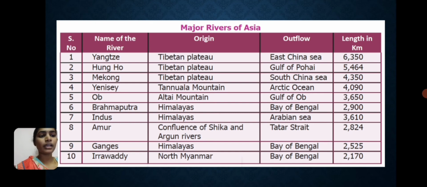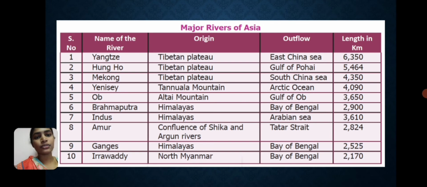2,824. Okay, and the ninth one is the Ganges River. It originates in the Himalayas and outflows into the Bay of Bengal. And the length is 2,525 kilometers. Okay, and the last one is the Irrawaddy River. It originates in North Myanmar and outflows into the Bay of Bengal, and the length is 2,170. So we know what the major rivers of Asia are.